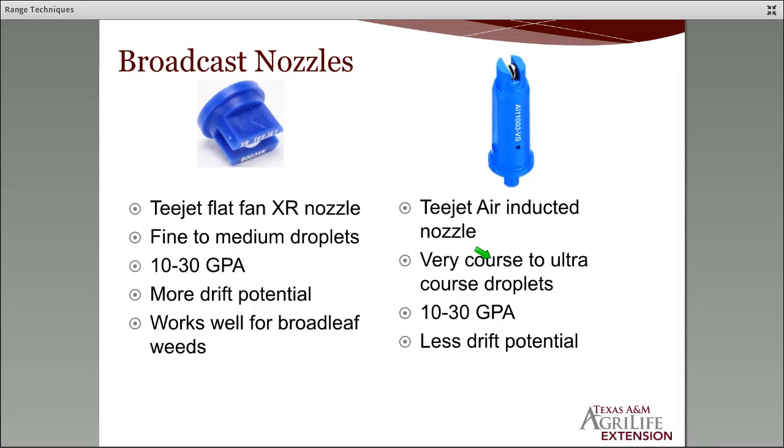If we go over here, we have a TeeJet air inducted nozzle. If we look right there, we see that hole in it. That allows for that droplet to have a more coarse, bigger droplet size. Once again, we can still get that 10 to 30 GPA. So very convenient. If you have any sensitive crops and you're going to do a broadcast boom type application, I would highly encourage you to consider putting air inducted nozzles on your spray rig.